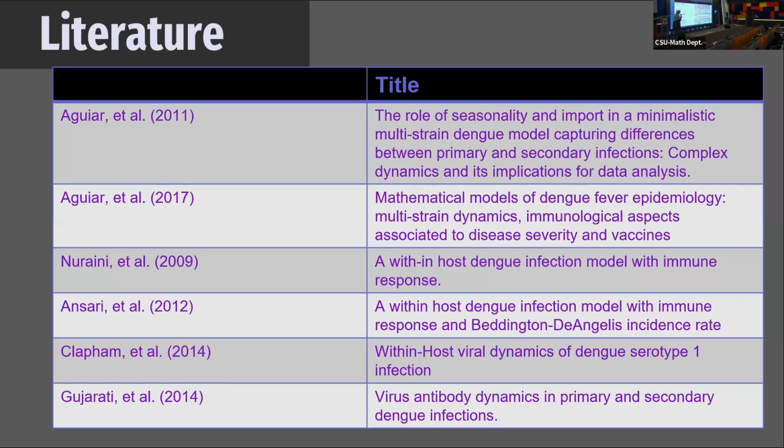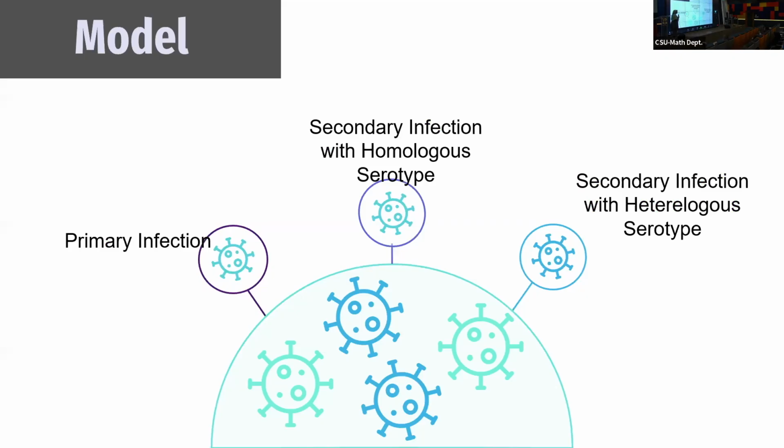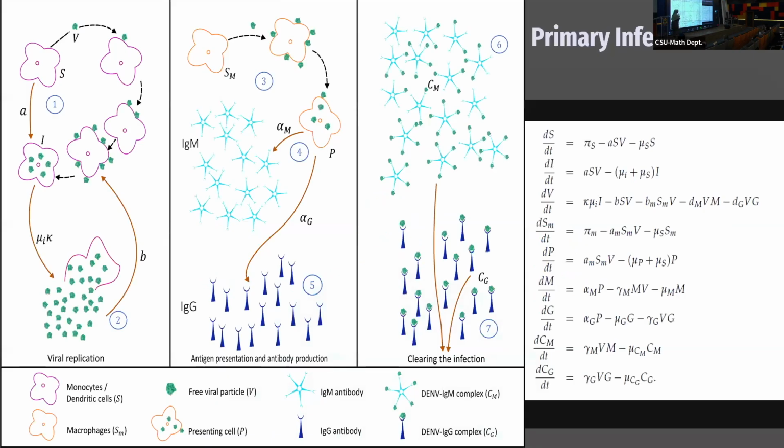Based on this, and also some previous models, including what we did in 2009, we produce three different types of within-host infection. The first is primary infection for dengue. The second is secondary infection with the same serotype virus. And the third is secondary infection with a different serotype. So we have this primary infection model.